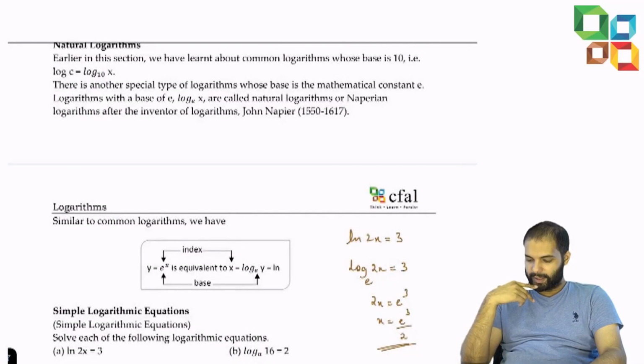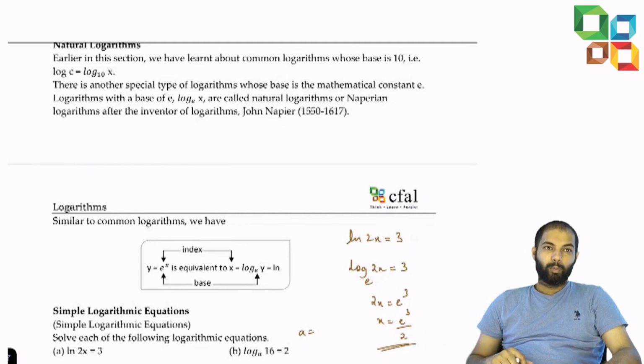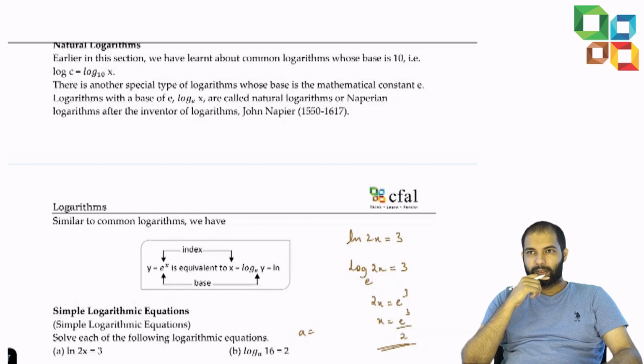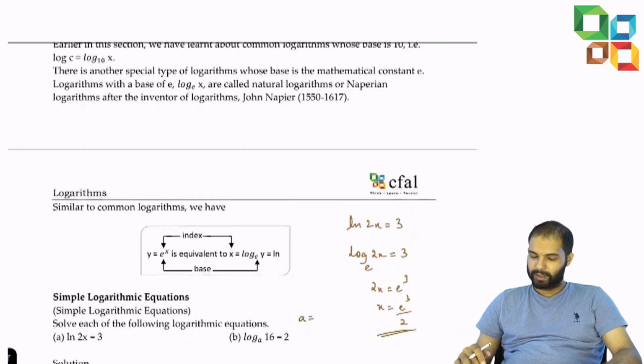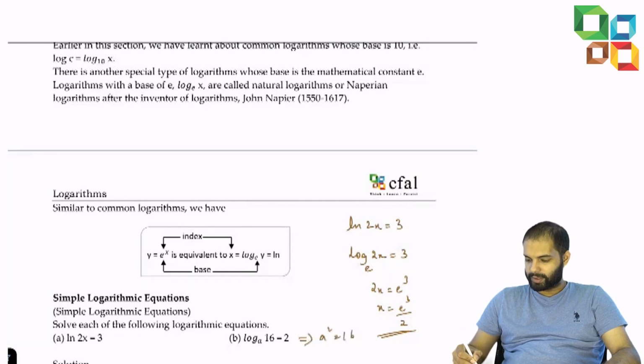Second one, what is the answer? -4 or 4. Equal to 4. Sai, can you tell me why should it be -4 or 4? Because -4 square is also 16, plus 4 square is also 16. Perfect. So you're saying that I can write it as a square is equal to 16. This is what you're saying.